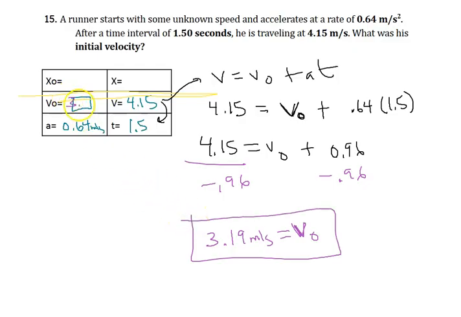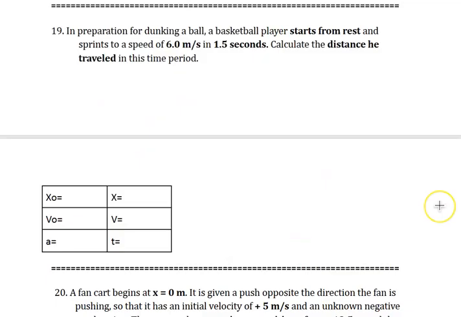Okay, check your work. That makes sense because the velocity and the acceleration are the same sign, so he was speeding up, and so he's going faster. Okay, this is 19 across 2 pages, so I'll clean that up before I Xerox. In preparation for dunking a ball, so they're trying to tell you a story. Basketball player starts from a rest and sprints to a speed of 6.0 in 1.5 seconds. Calculate the distance he traveled.